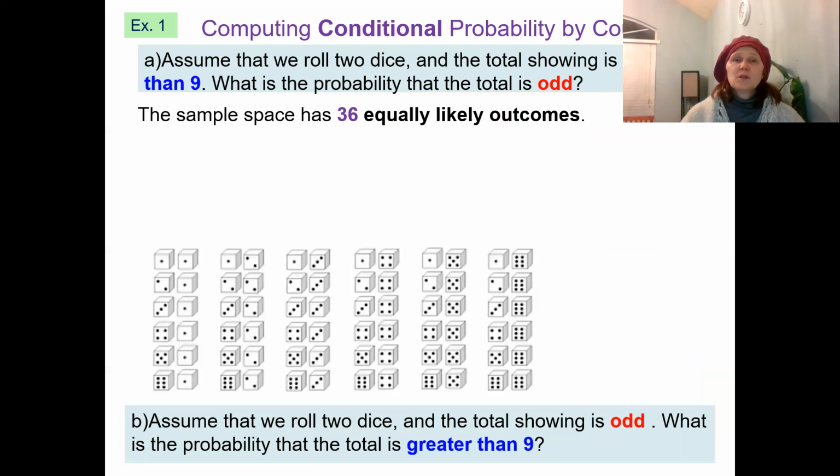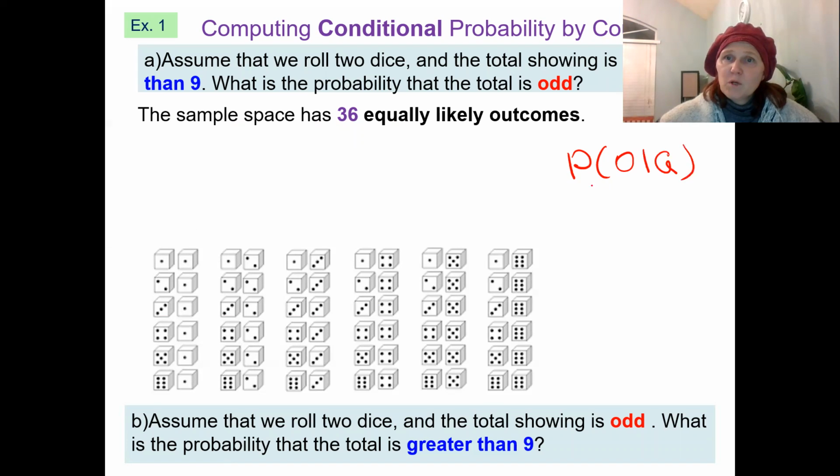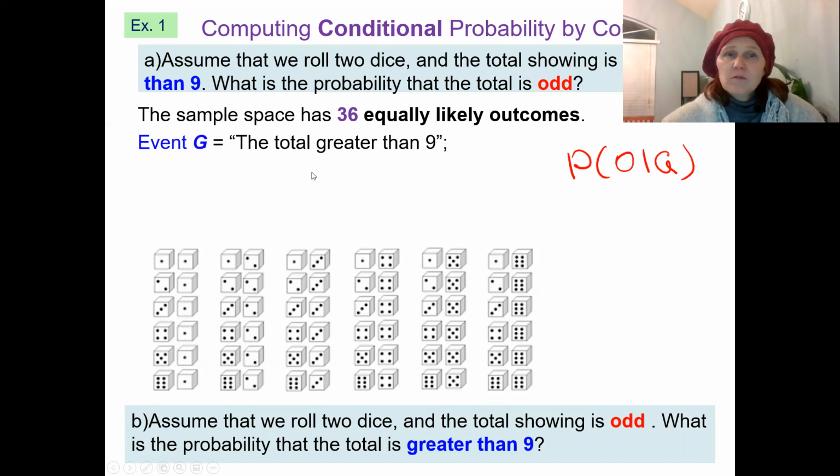Again, we roll 2 dice. The first event is the total showing is greater than 9, and the second: what is the probability that the total is odd? The total is odd given that the total is greater than 9. Probability of O given G. Event G: the total is greater than 9.